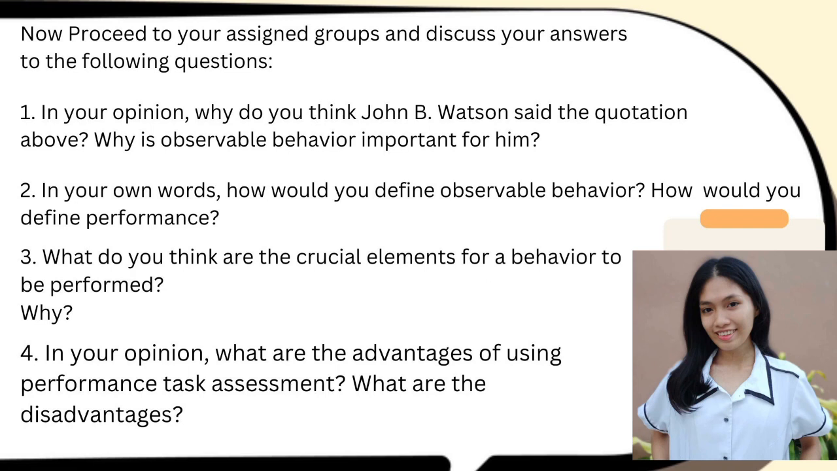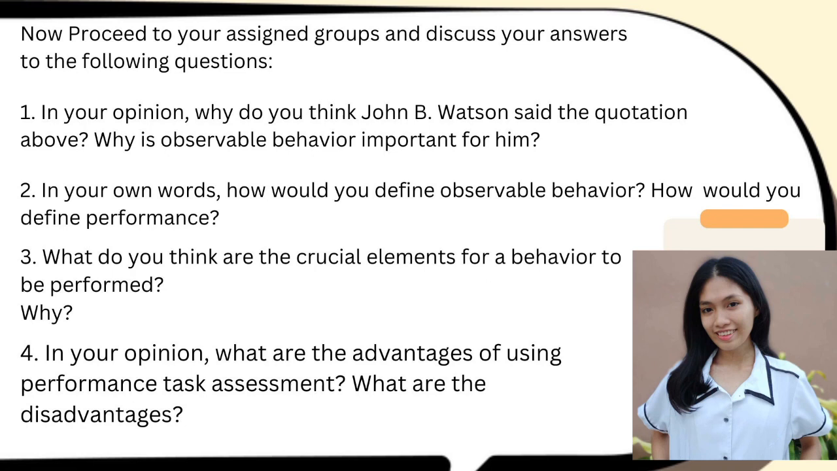Pangatlo, why do you think are the crucial elements for a behavior to be performed and why? Several crucial elements contribute to the performance of a behavior. So, these elements are crucial for a behavior to be performed because they interact and influence each other in complex ways. Understanding these elements can help in predicting, modifying, and promoting desired behaviors in individuals. So, ang kino-consider dito is yung mga factors ng researchers, practitioners, and yung mga design of intervention and the strategies to facilitate the performance behaviors that lead to positive outcomes.